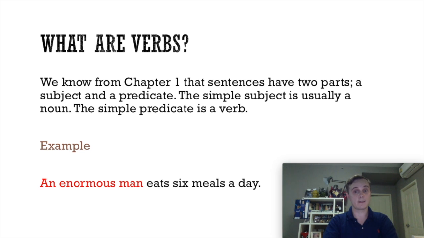That is the complete subject. So what's the complete predicate? Eats 6 meals a day. Now, what word is the simple subject? What is the most important word in the subject? Man. So the sentence is about a man. An enormous just describes the man. Now, what's the simple predicate? The complete predicate is eats 6 meals a day. What is the simple predicate? Remember, we're looking for a verb. So hopefully you can see that the simple predicate is the verb eats.